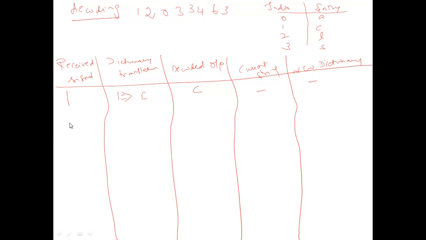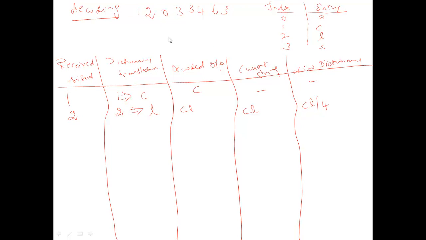The second received signal is 2. The receiver checks whether there is any entry at index 2. Yes, index 2 has the entry L. So dictionary translation 2 is translated as L. The decoder output is C, now L. The current string is the previous dictionary translation, which is C, with the first letter of the current translation. Only one letter L is there. So this will come in the next dictionary index, which is 4. CL will come in 4.